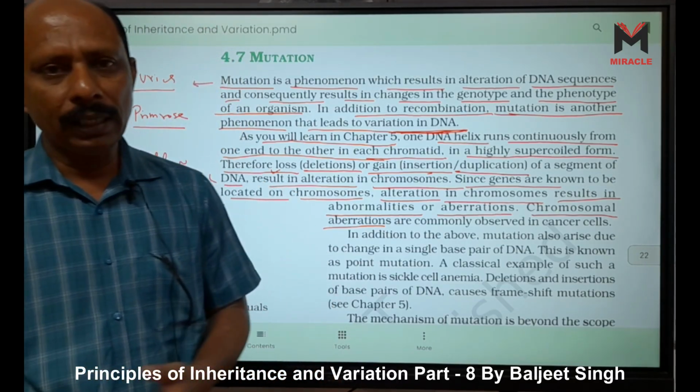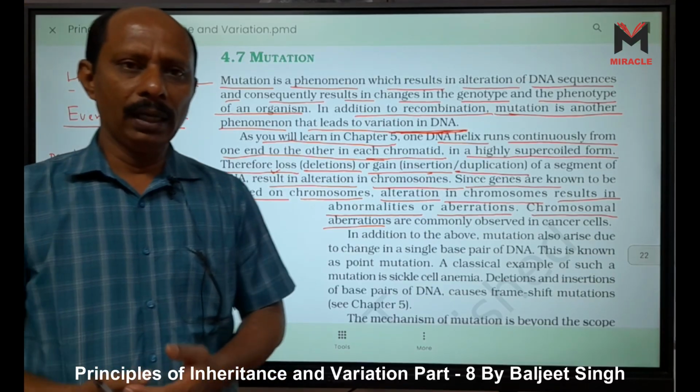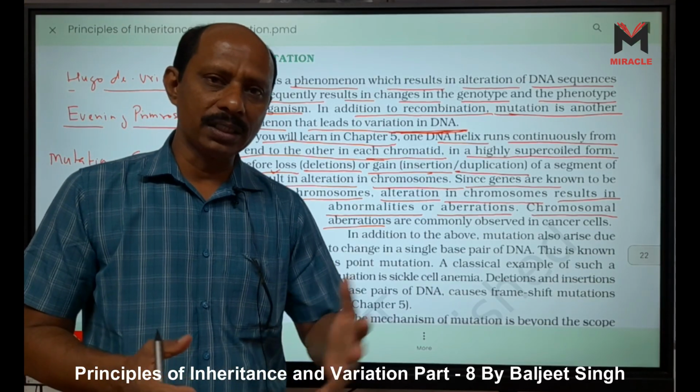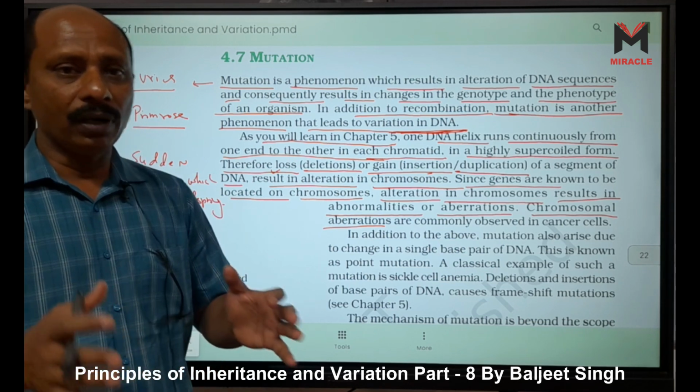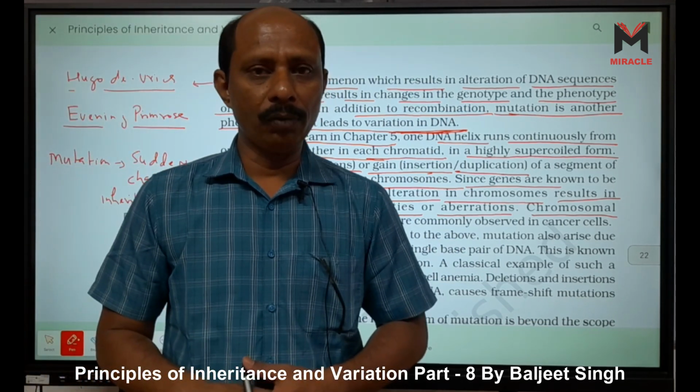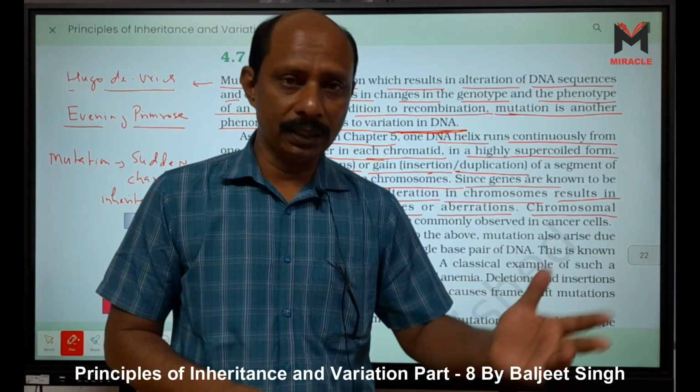Ploidy is also of two types: euploidy or aneuploidy. If the set of chromosomes is changed, then it is called euploidy. And if the number of chromosomes is changed, it is called aneuploidy. We will read this briefly in the next chapter, right?